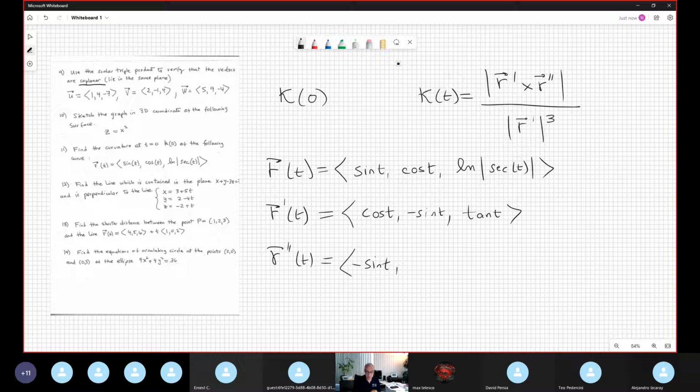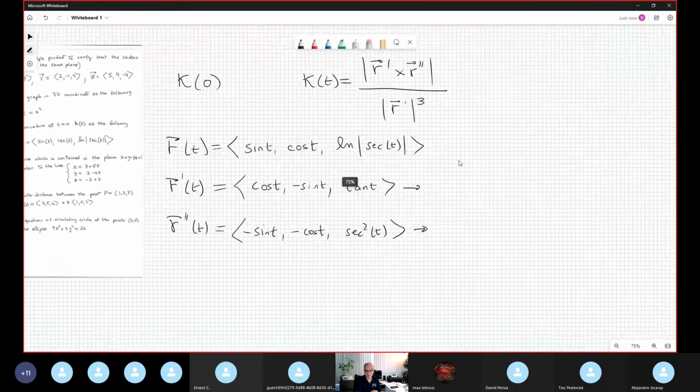Derivative of sine is cosine, but we have a negative in the front, okay? And derivative of tangent is secant squared. Cool. So I take advantage that the problem wants not only the curvature at any point. No. They want the curvature at zero. If they want the curvature at zero, I evaluate this at t equals zero. So my cross product is easy because it's numerical.